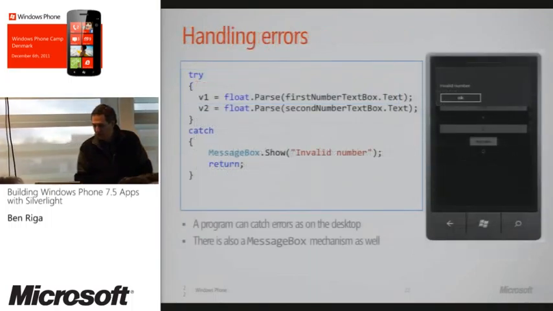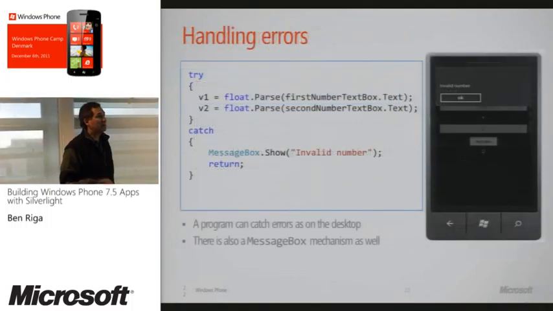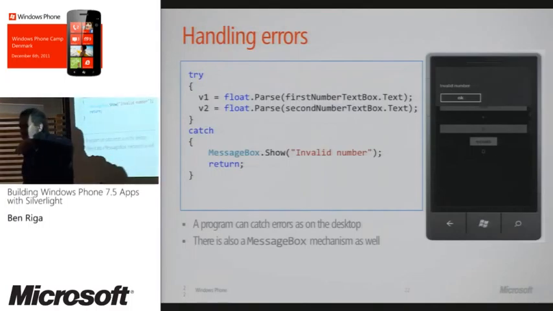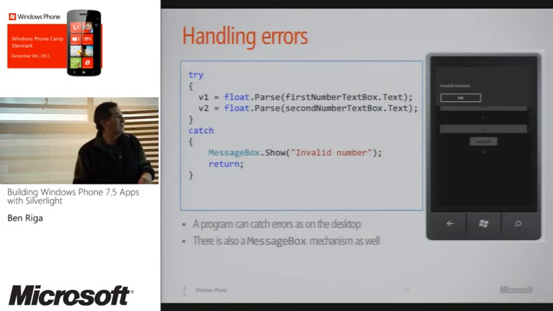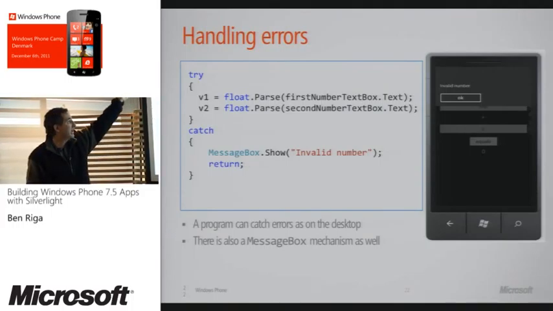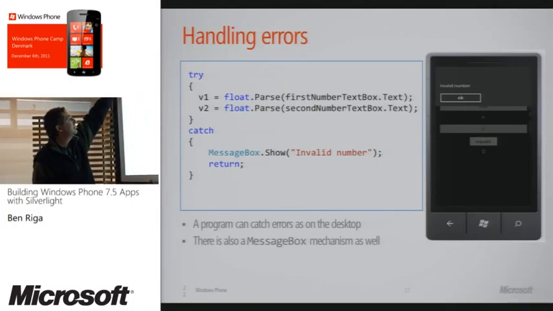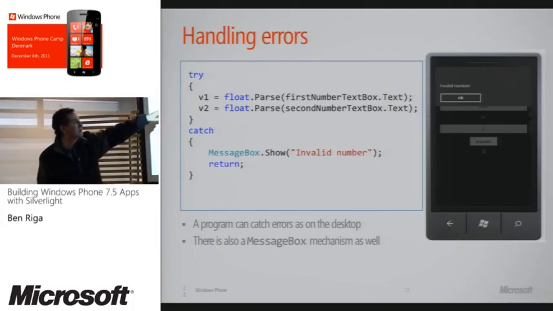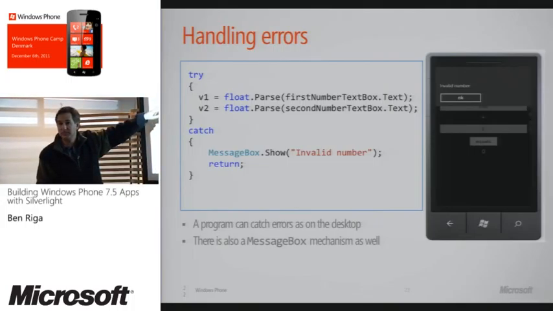So someone asked earlier, what happens if I enter text? Instead of entering the number 1 or 2, I actually type TWO. And this is how you would handle exceptions. It's a try-catch block, so that if there's any exception in this try area, it will be caught and it will just show invalid number.